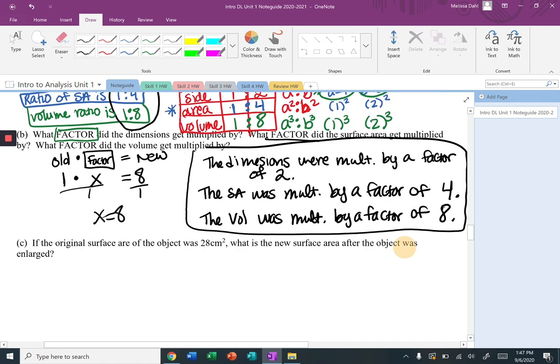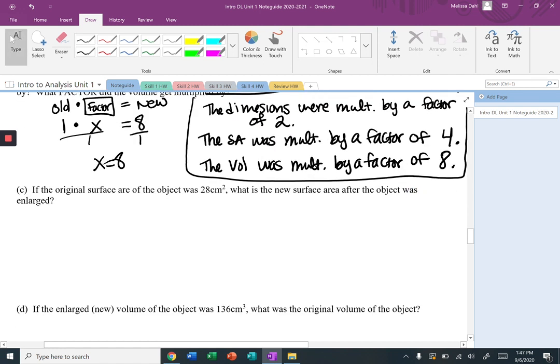And then lastly, it says if the original surface area of the object was 28 centimeters squared, what is the new surface area of the object? So now they're giving me actual measurements. And so I know that I want to compare the old to the new. And this problem is talking about, I should say surface area. So the original surface area was 28. And the question is, what is the new surface area?